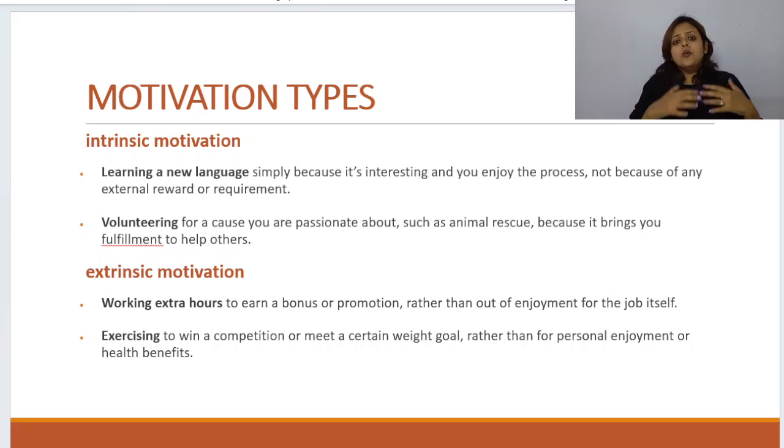So I have explained, in a very brief manner, what motivation is and what the two types of motivation are. So you have got a basic idea of what it is all about. So now I will be moving into the particular theory which I was talking about initially.